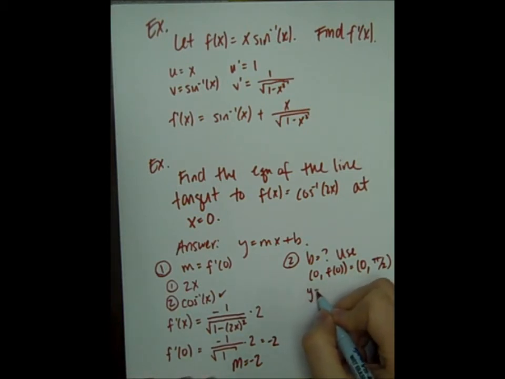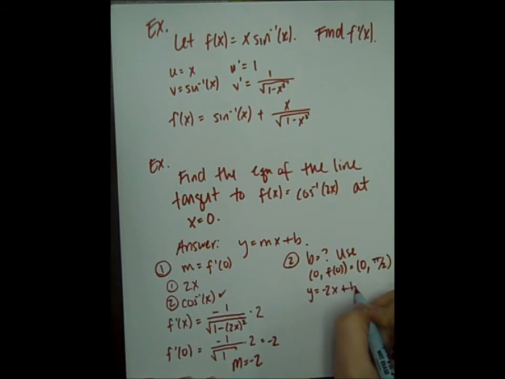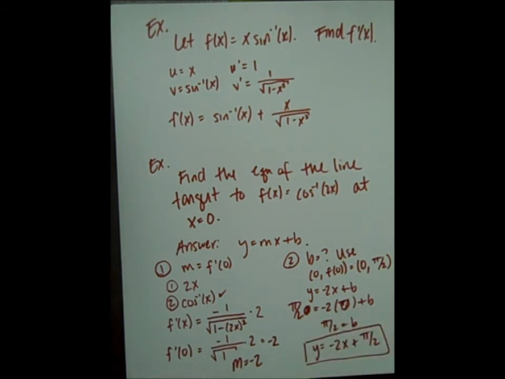So far, I have that y is negative 2x plus b. Now let's plug in my point. I'll get 0 is negative 2 times, sorry, I got that backwards. Pi over 2 is negative 2 times 0 plus b. 0 times negative 2 is just 0, so pi over 2 is b. Which means the equation of my line is negative 2x plus pi over 2. So there is the equation of my tangent line.